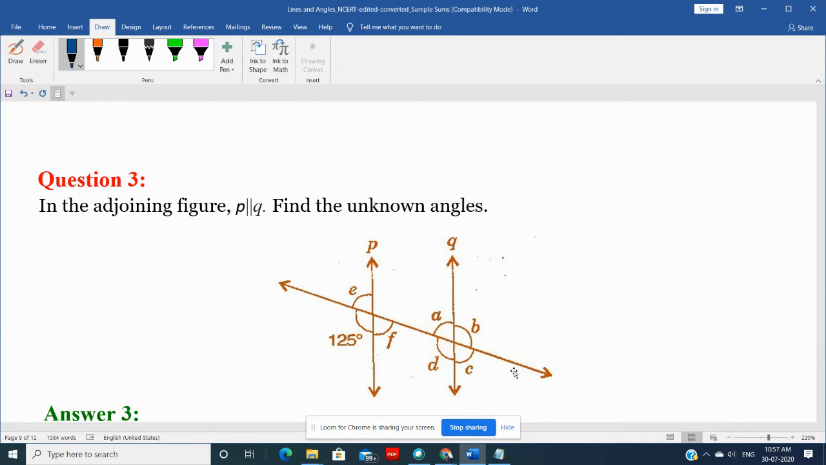Hi everyone. So we are back discussing our lines and angle chapter of class 7th, and today we are discussing question 3 of 5.2. Alright, so let's begin.